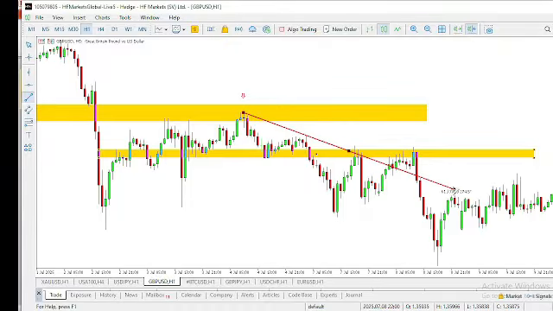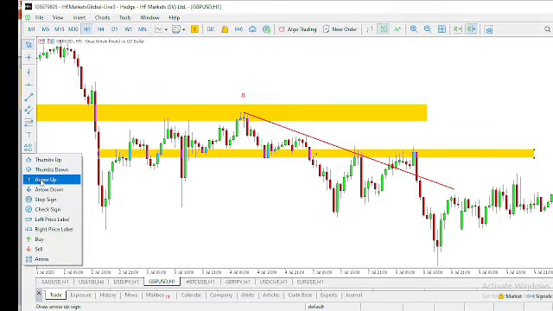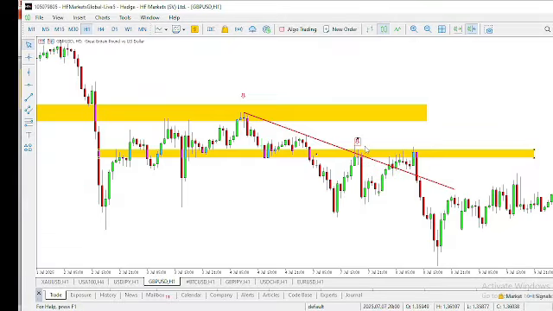I have a few pips. Even here, with the trend line I'm using, point 1, point 2, this will be my area of interest. And in my area of interest, I'm seeing a doji. If I put my pending order here now, then I'm going to catch some pips.